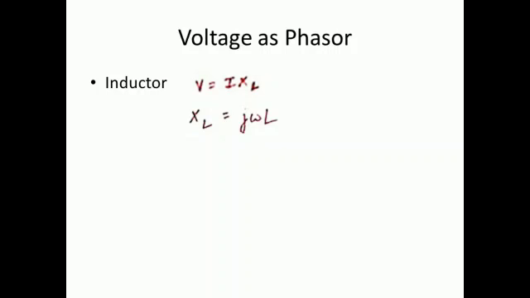So therefore, XL, if expressed as j omega L, will give us the voltage V leading the current by 90 degrees.